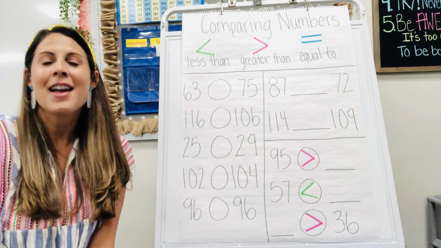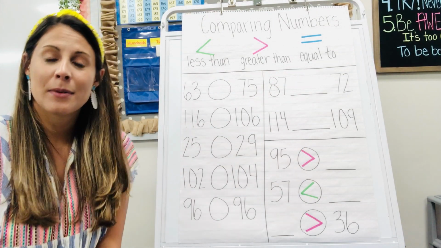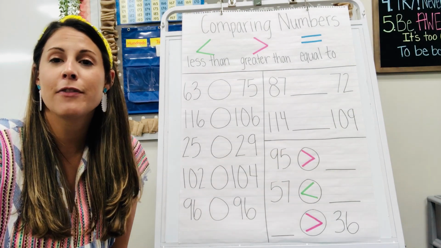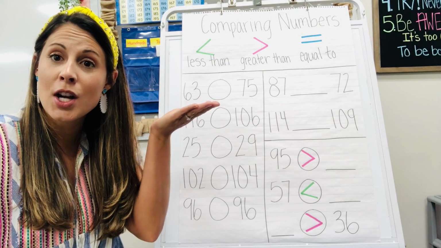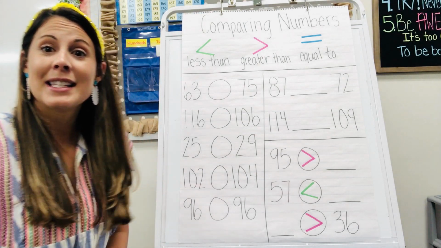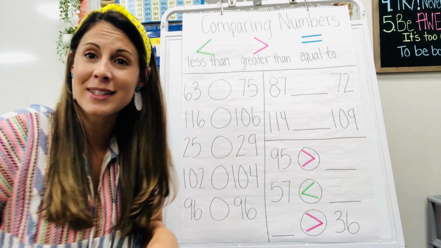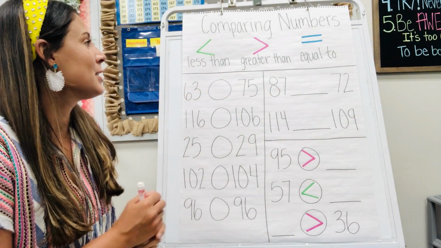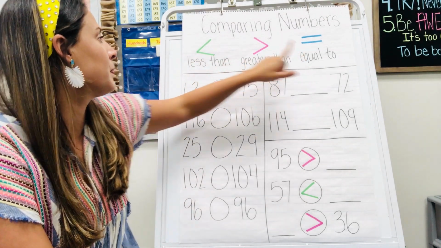Miss Ehrlich here, and today we're going to talk a little bit about comparing numbers. When we compare numbers, we're trying to figure out which number is more or greater, or which number is less and fewer. And we have some symbols or some signs to help us figure them out. So here we go. So first, let's talk a little bit about these symbols.